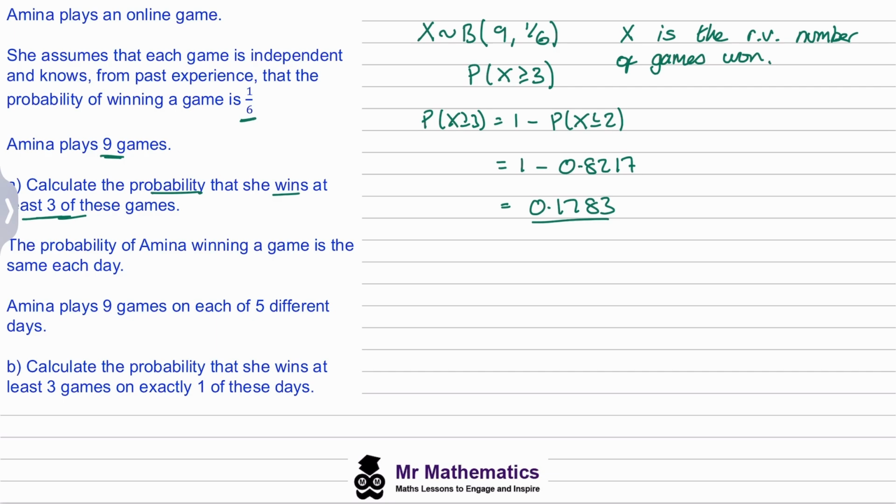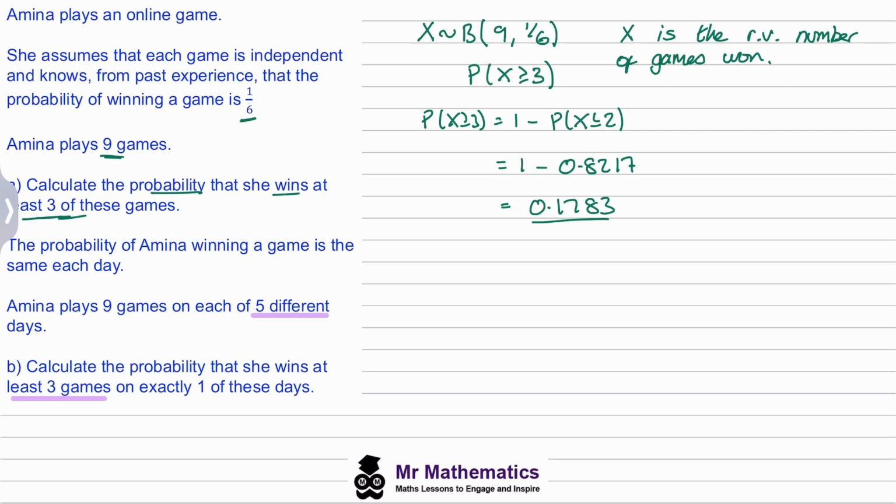And then for the next part, we're told the probability of Amina winning a game is the same each day, and Amina plays 9 games on each of 5 different days. We need to work out the probability that she wins at least 3 games on exactly one of these days. So now we need to change our model. We've been given a new trial size of 5, and our probability of success will be that she wins at least 3 games, which is what we've just worked out here.